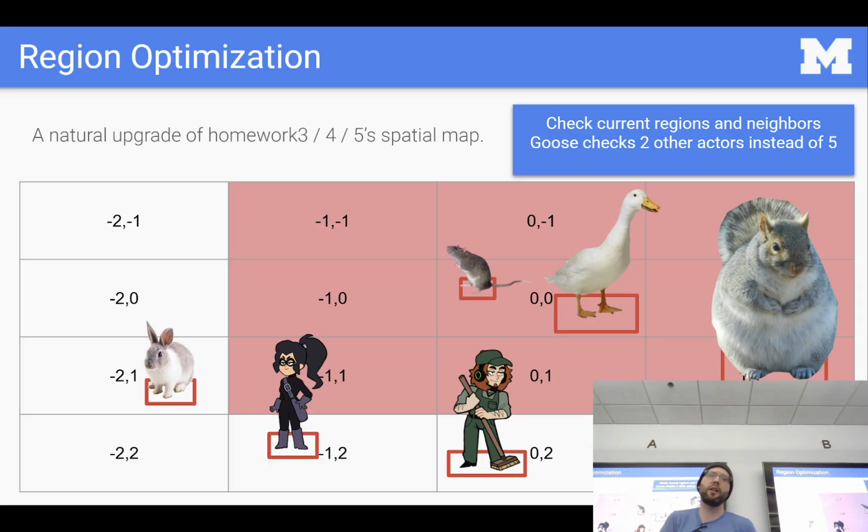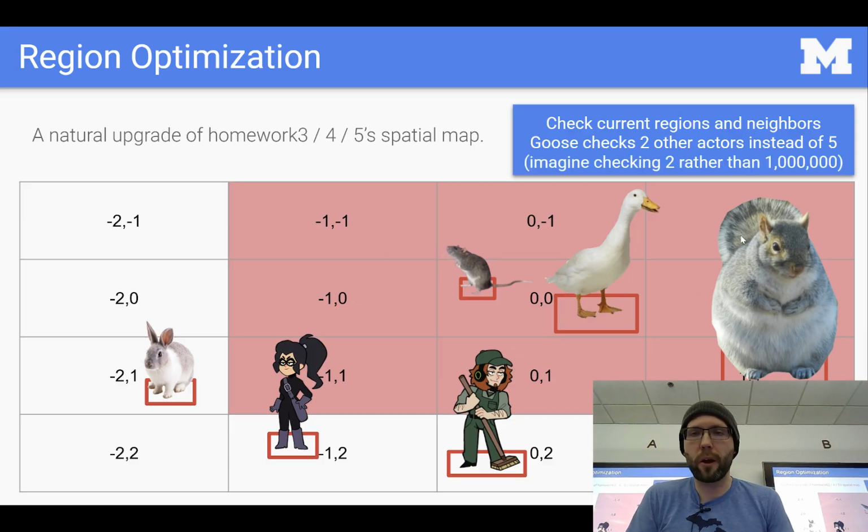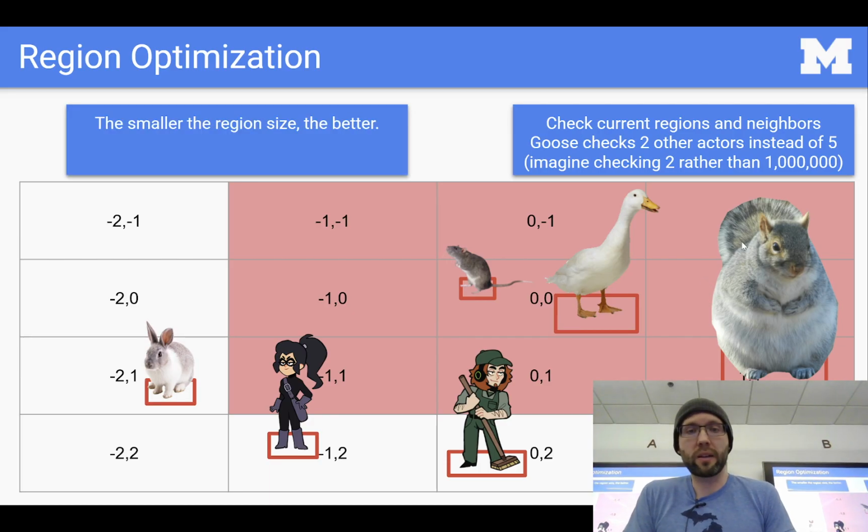So the goose here is going to check 2 other actors instead of 5, okay? It might check the rat and the squirrel, okay? Imagine checking only 2 instead of the other 1 million actors. And you can see why this is such a big boon for performance, okay? Why you could go from 95 seconds for a frame down to half a second, down to 1/5 of a second, okay? That is a huge deal.